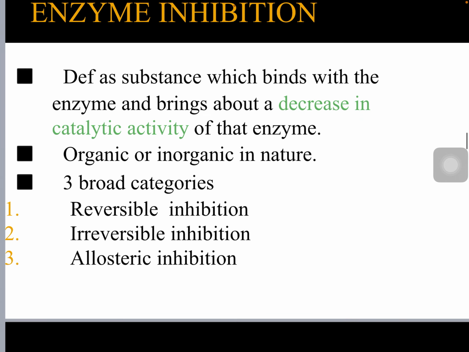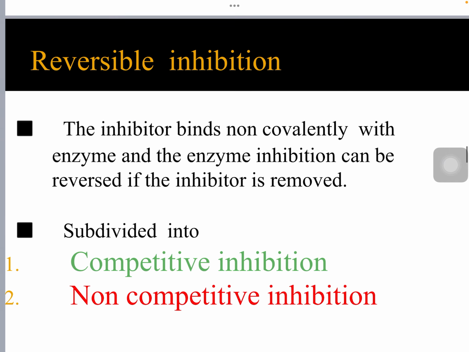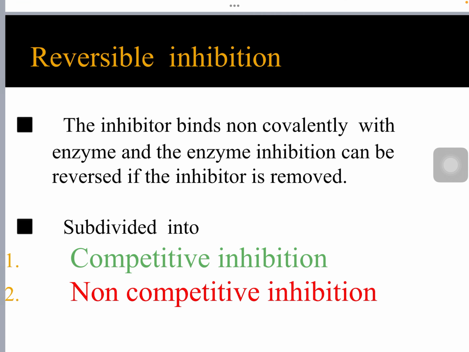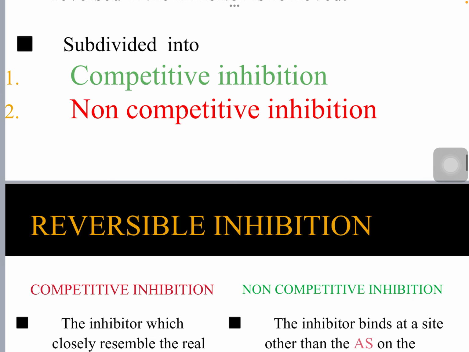The inhibitors may be organic or inorganic in nature. Enzyme inhibition is broadly classified into 3 categories: reversible inhibition, irreversible inhibition, and allosteric inhibition. Why is it called reversible inhibition? The inhibitor binds non-covalently with the enzyme, and the inhibition can be reversed if the inhibitor is removed. Reversible inhibition can again be subdivided into competitive inhibition and non-competitive inhibition.